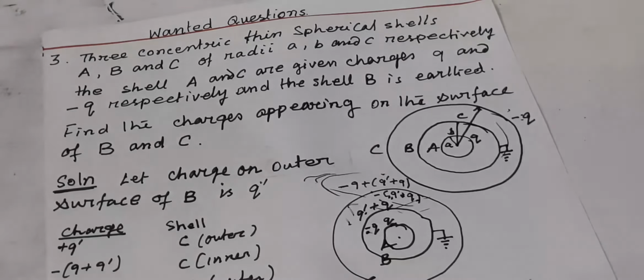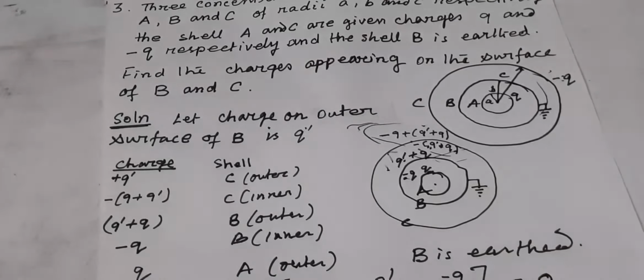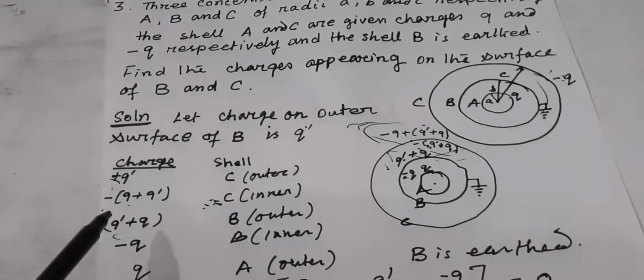Now, according to the question, on the outermost shell only q dash charge is observed, and the inner surface of shell C will be minus q plus q dash. For B, the outer will be q dash plus q, and the inner will be minus q, and it was given.